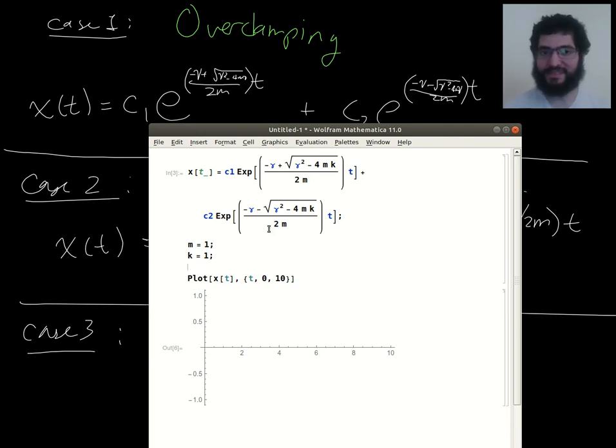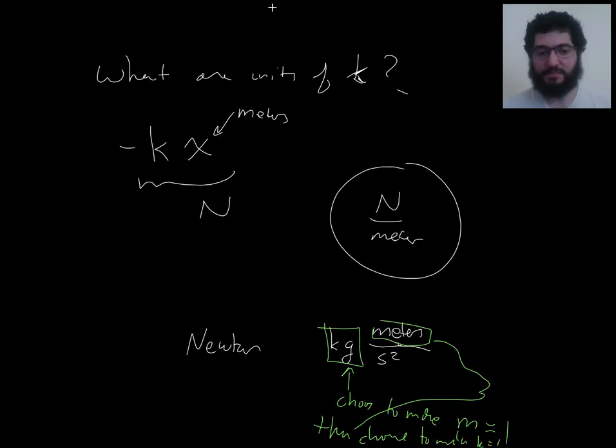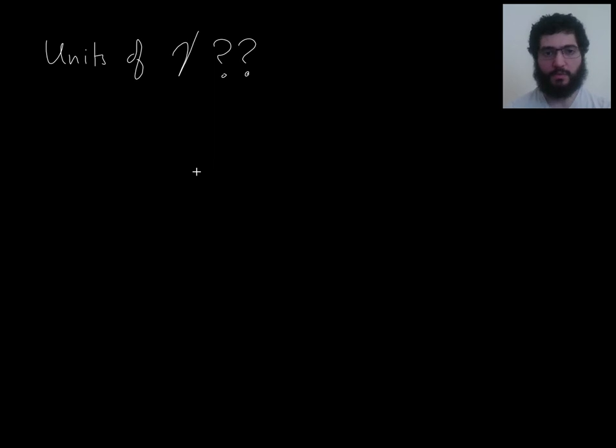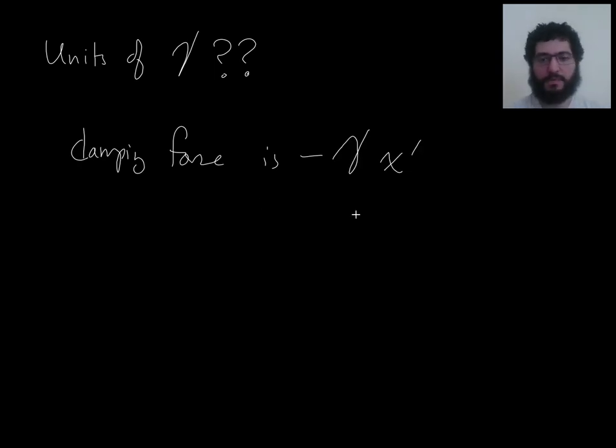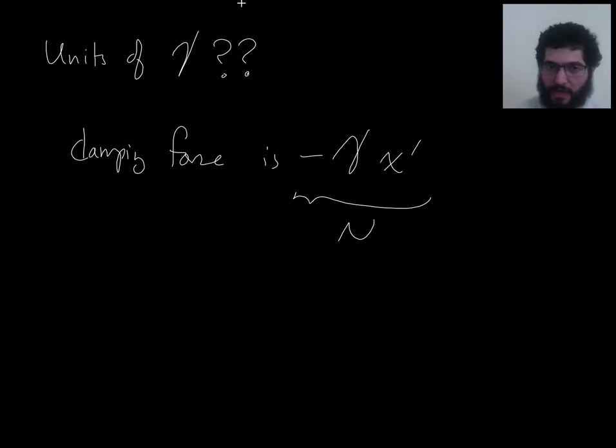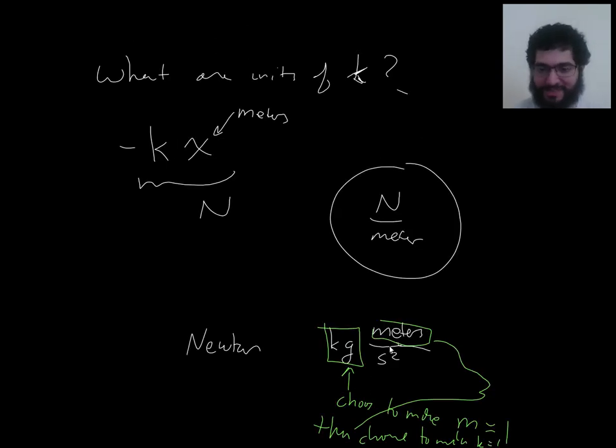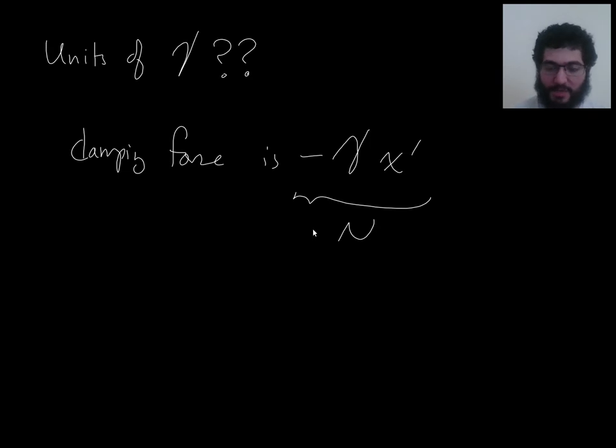No, that cannot be done. Why? What are the units of gamma anyway? So damping force is gamma x prime, right? So that means this is a force. So the units of gamma, so this has to have units of newtons or whatever are the units of force, which will not be newtons if we arrange our units so that different things are 1. But this will have to have units of force.